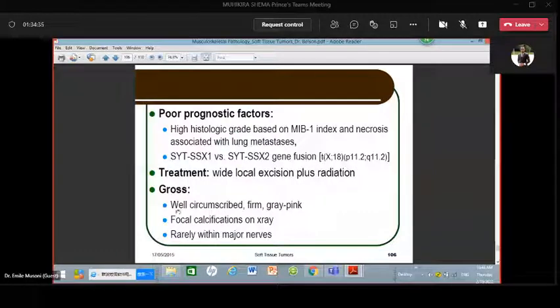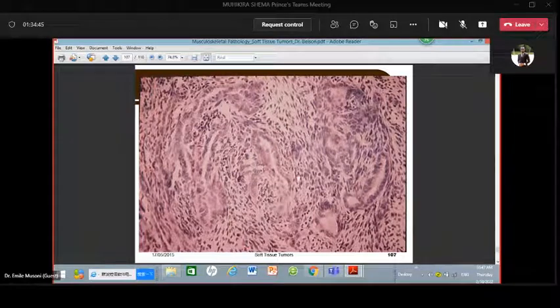Grossly, it is very circumscribed, firm, gray pink, with some calcification on X-ray. It can affect major nerves. This is an image of the synovial sarcoma. You see here some epithelial cells, and around there is some fibrous tissue.